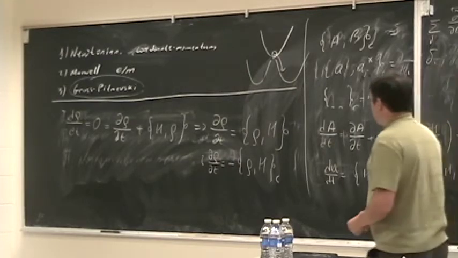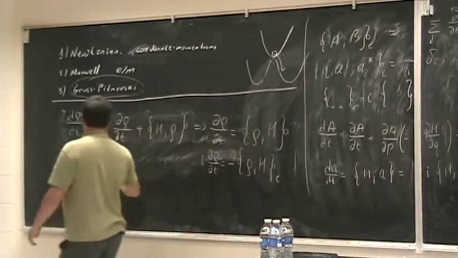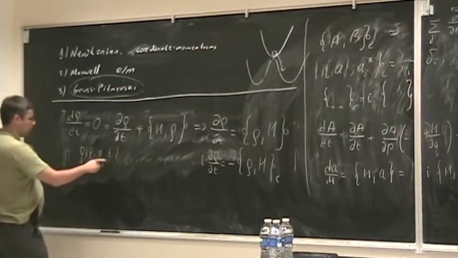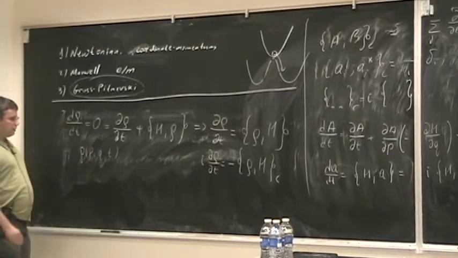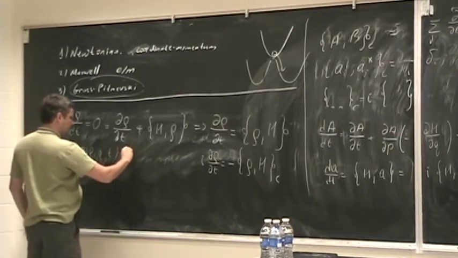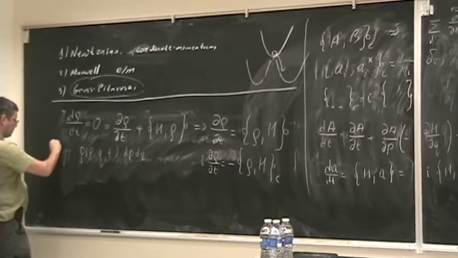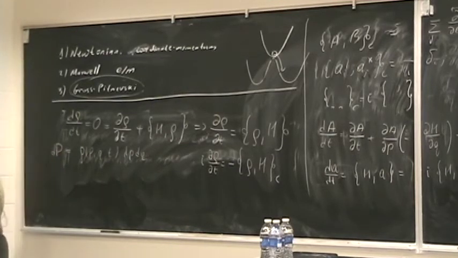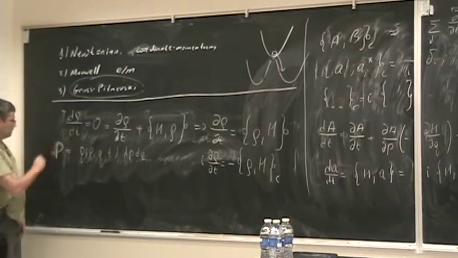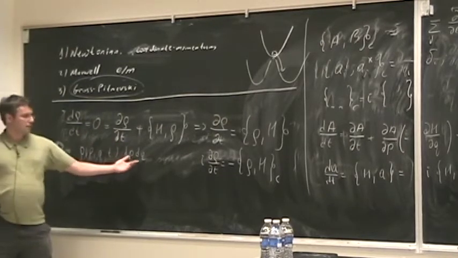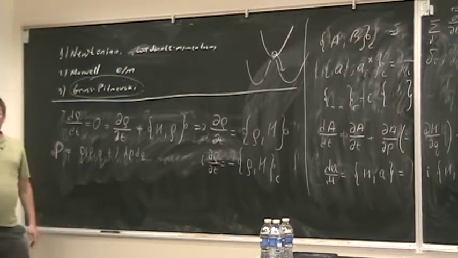Sorry, can you define rho for us, please? Oh, so rho is the probability. So rho is a function of p, q and t. The probability density to be in a particular region of phase space. So if I multiply it by dp dq, this will be the probability. And usually, this is your normal phase space volume.